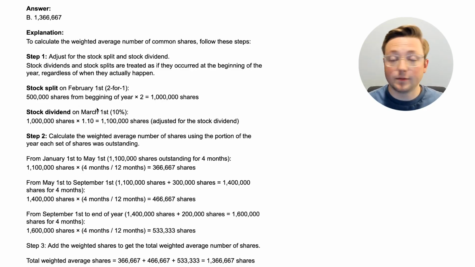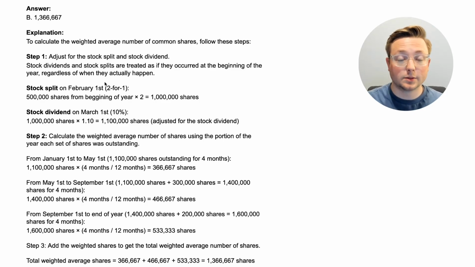Now, if by chance the stock dividend had happened first, and then the stock split happened, that would be the order you do it in. So in this case, it would be a stock dividend first, which would have been 550,000 shares, and then you would have split it into 2, and 550,000 times 2 is 1,100,000. So in the end, in this case, it ends up being the exact same. But again, that's something important you need to remember.